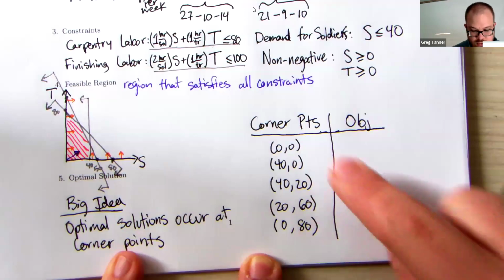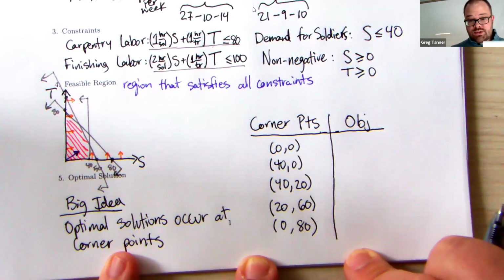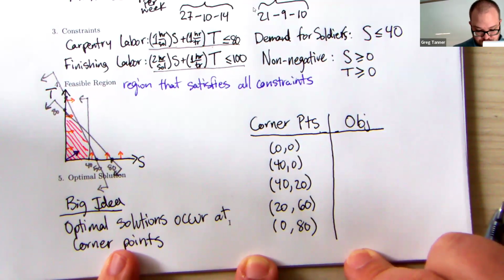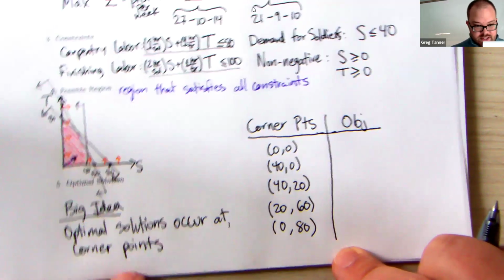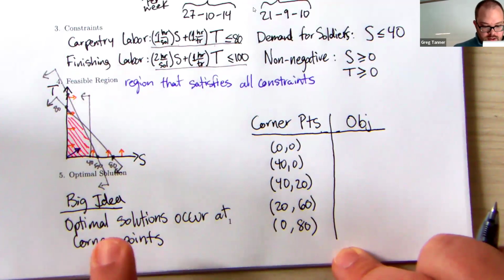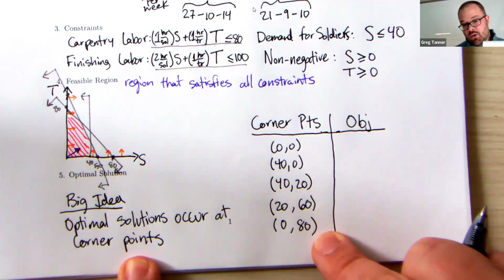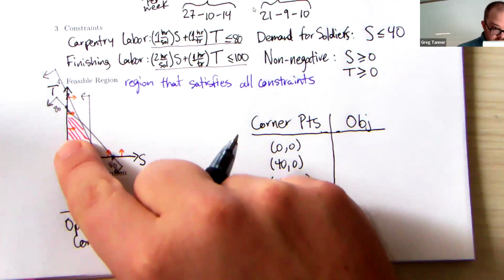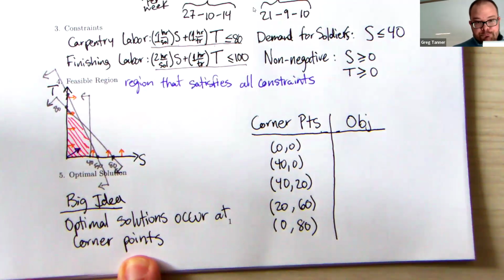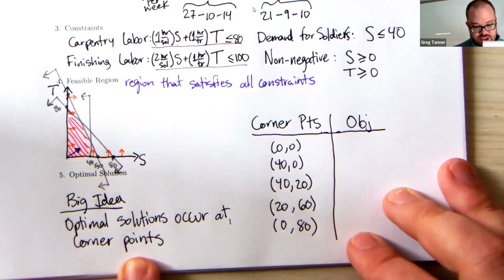Okay, I've jotted down my corner points here. I've also made a column to record the objective values at each of those corner points. Now, because I know that my optimal solution will occur at a corner point, I only need to check 5 corner points rather than every value in the whole region. Okay, so it drastically cuts down on the number of points that I need to check.